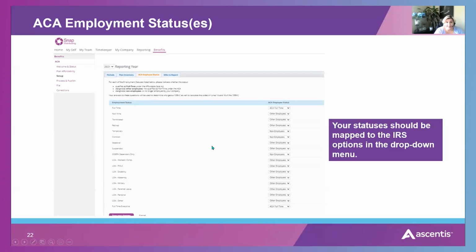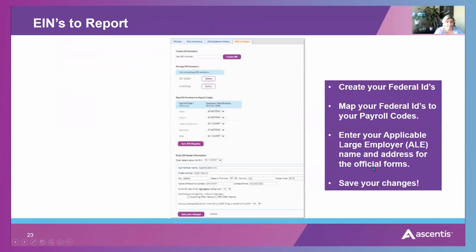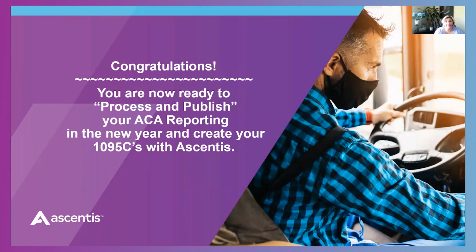ACA employment statuses is your third step in the process. This is where you'll map your statuses to what the IRS options are in the drop-down options. The fourth and final step of your setup is to indicate your EINs or your federal IDs. You'll map your federal IDs to your payroll codes. Then enter your applicable large employer name and address for the official forms. That's it. Save your changes. Congratulations, you're now ready to process and publish your ACA reporting in the new year and create 1095-Cs with Ascentis.